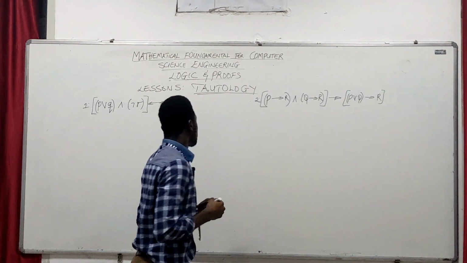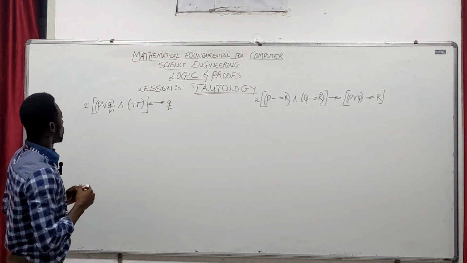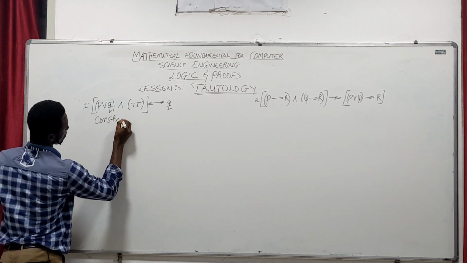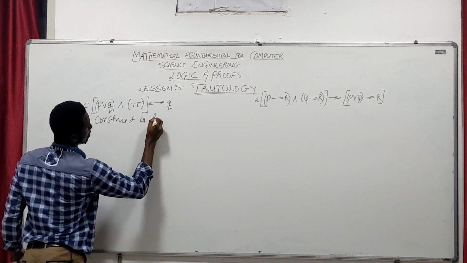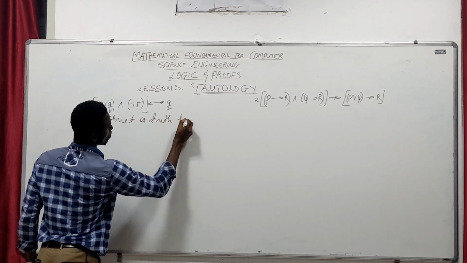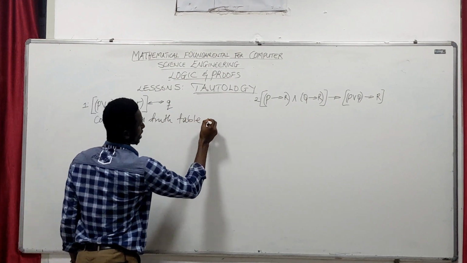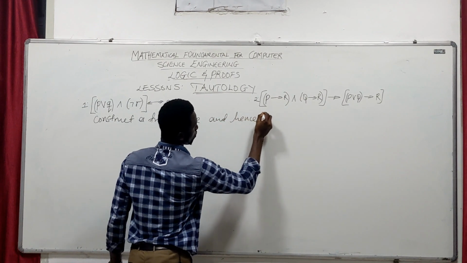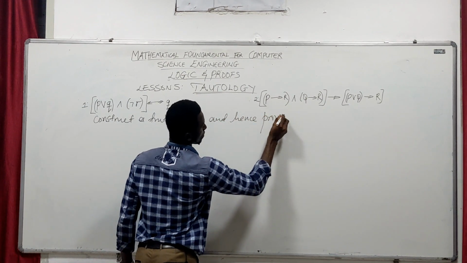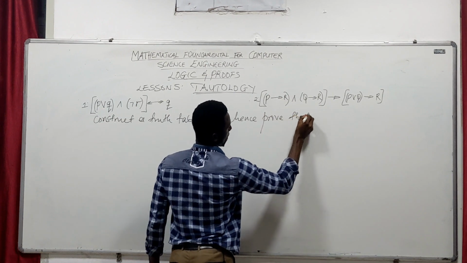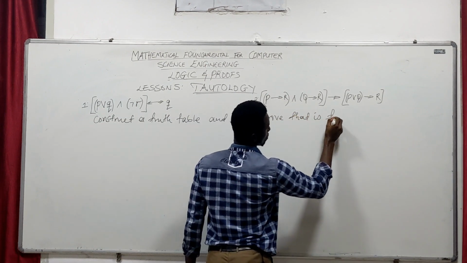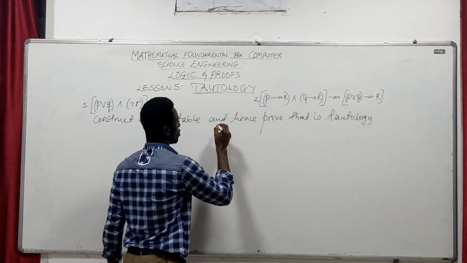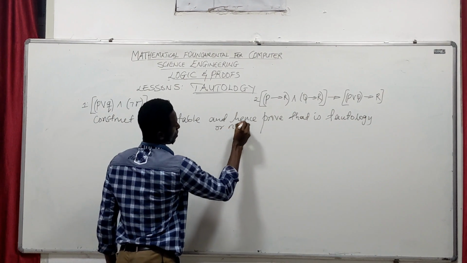So here you can see we have two examples on the board, which say: construct a truth table, and hence prove that the statement is a tautology or not. Is tautology or not. So now let's see.